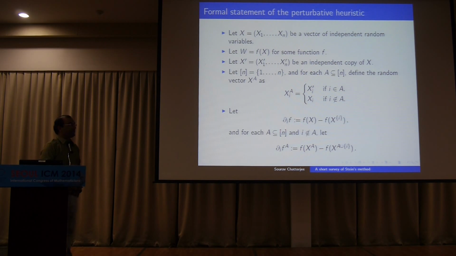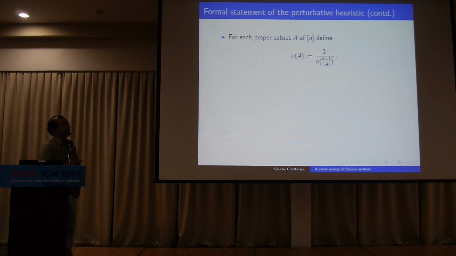And then you let del i of f, as usual, flip one coordinate and look at the difference. Then you additionally define del i of f^A as you flip one coordinate, but not in X, but in the vector X^A, where you've already flipped everything in A. So you have already changed everything in A, but then you change one more coordinate. Any questions about the notation? X is also consisting of independent variables? Yeah, so X1 to Xn are independent. I'm considering functions of independent random variables only.